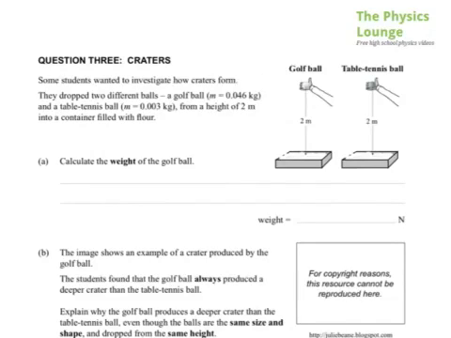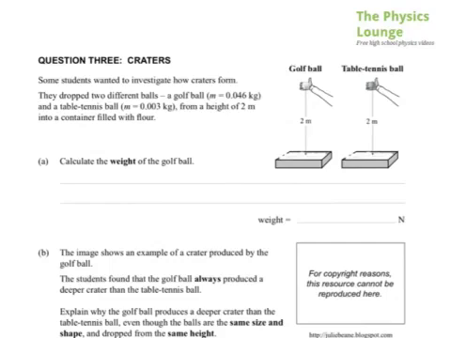Question 3. Some students wanted to investigate how craters form. They dropped two different balls, a golf ball and a table tennis ball, so a little ping pong ball, from a height of 2 meters, both of them onto a container filled with flour. You can see in the diagram just to the side. Calculate the weight of the golf ball.